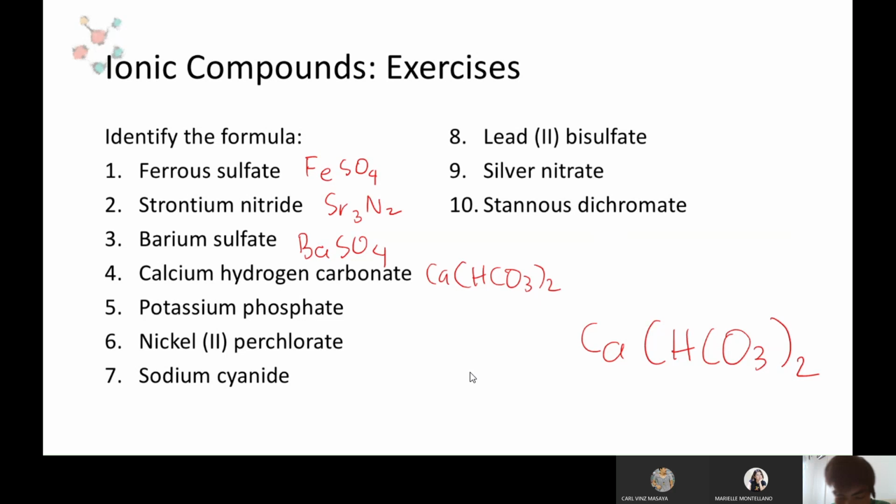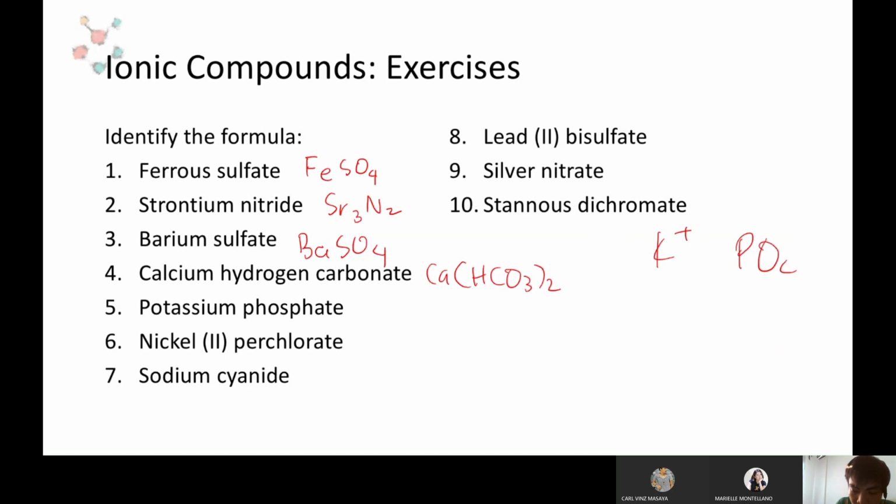Tama naman kayo. Tama naman, no? Potassium phosphate. Buruin ko pa. Yan. Potassium, group 1 yan, so K+. Phosphate, PO4, negative 3. Criss-cross, K3PO4. Hindi na siya pwede reduce to lowest term, ha?